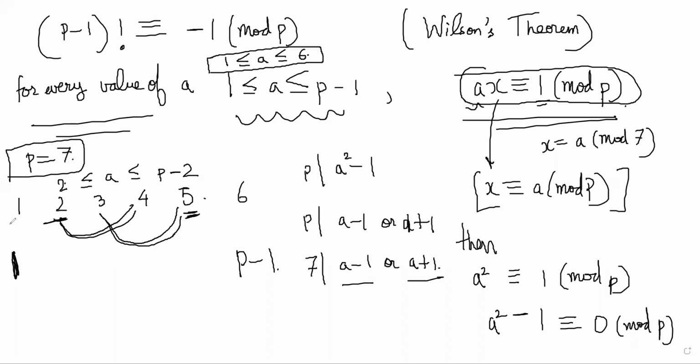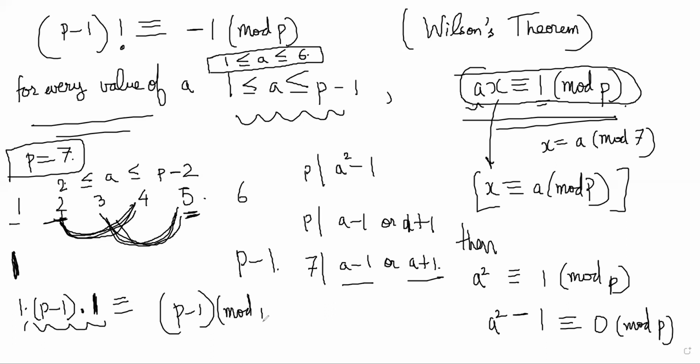So now multiply all of the numbers once. 1, 2, 3, 4, 5, 6, basically till before 7. And you can say that 1 into p minus 1 into this part is 1 mod p, this part is 1 mod p. So it is 1 only. So this whole number is p minus 1 mod p.